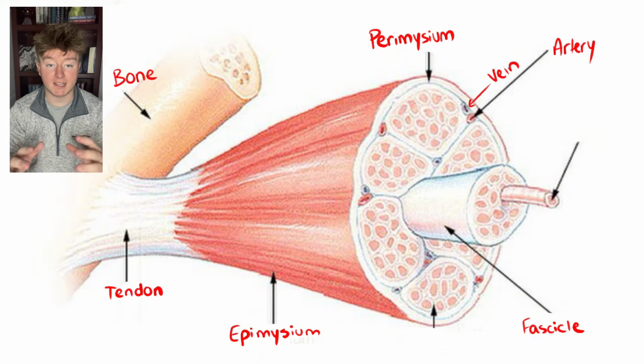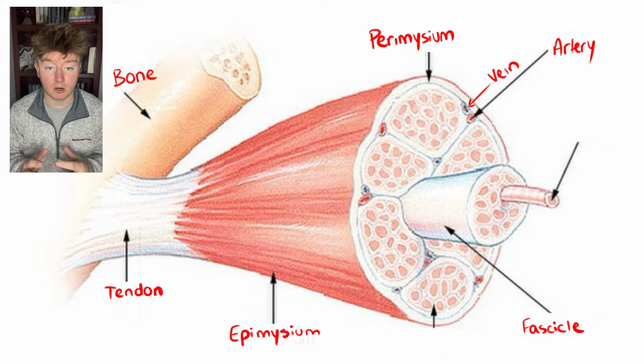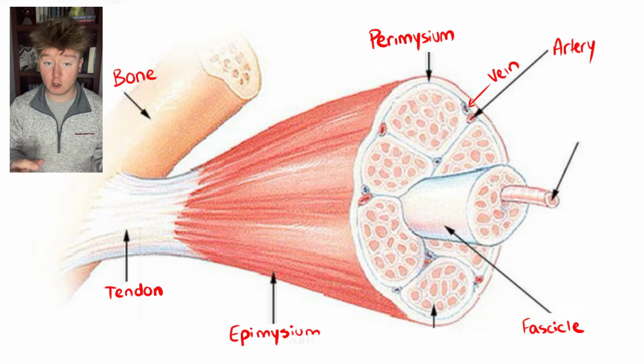Next, I want to cover fascicles, but before that, I want to go over the perimysium. So our muscles are bundled into what is called fascicles. The protective layer around each fascicle is the perimysium. Perimysium is also made of dense, irregular connective tissue.